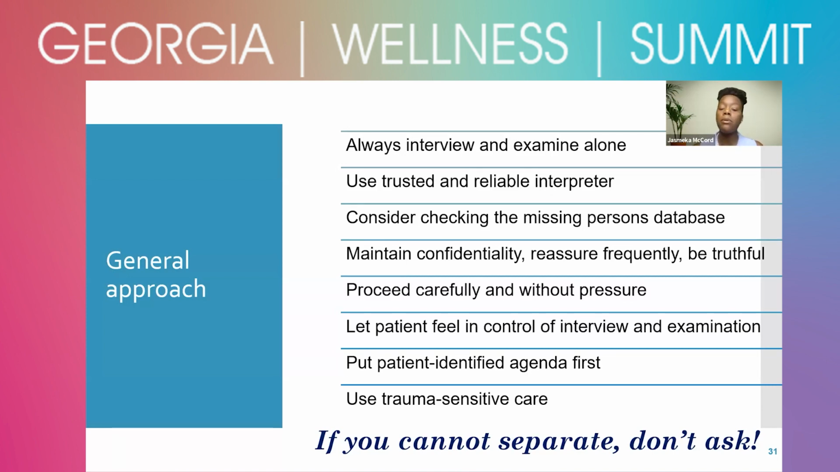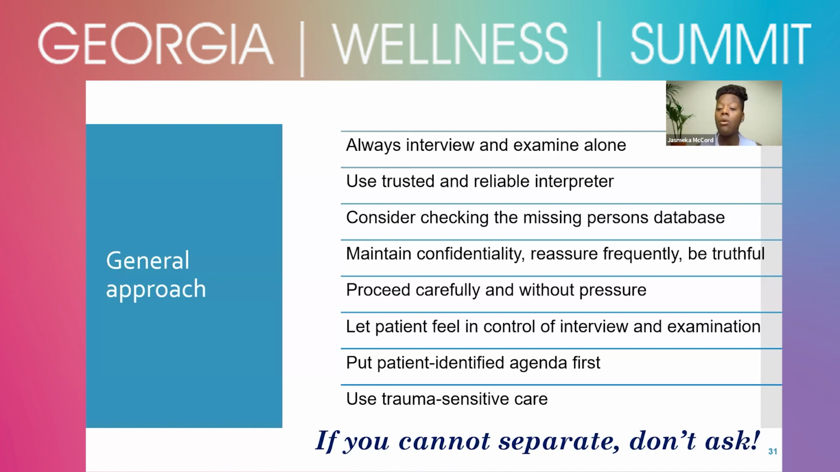Consider checking the missing persons database for these victims once they're identified, because oftentimes their loved ones have put out communications for them, and you want to be able to reconnect them with their loved ones. Maintain confidentiality, reassure frequently, and be truthful. This information does not make it back to your perpetrator until we can have you safely separated from them.